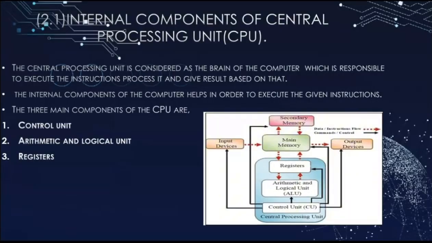So, the CPU, or the central processing unit. It is considered the brain of the computer, which is responsible for executing instructions, processing them and giving results based on that. The internal components of the computer help to execute the given instruction. The three main components of the CPU are the control unit, the arithmetic and logical unit, and registers. The figure shows the flow of data and instructions and also the path of the commands.